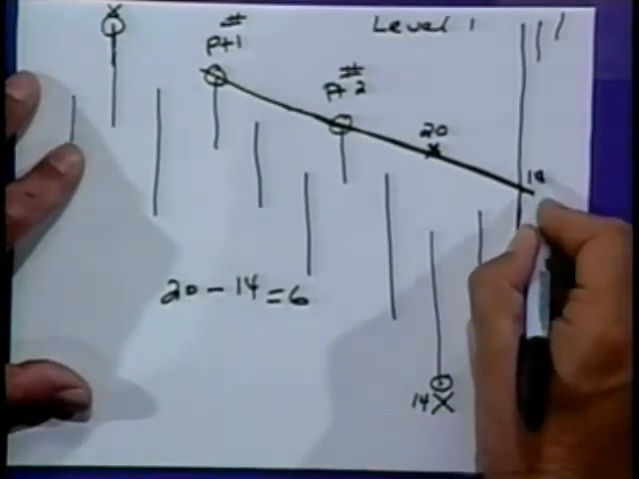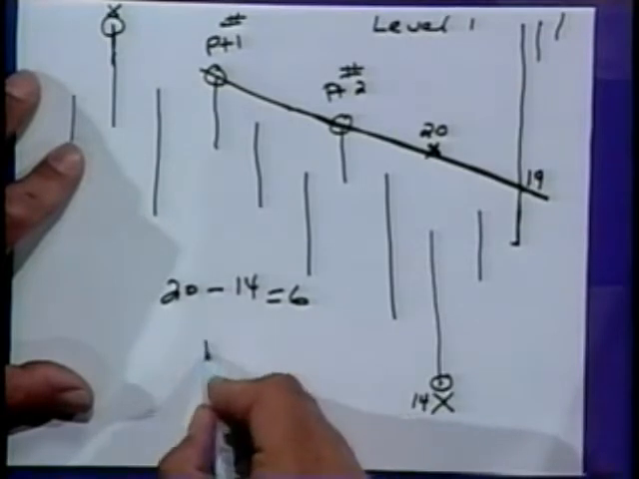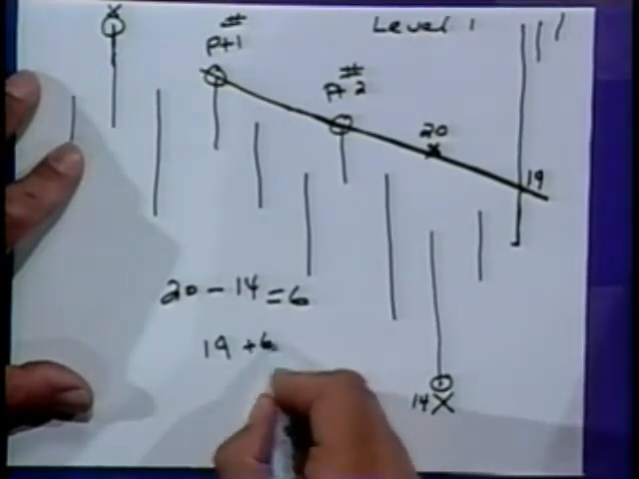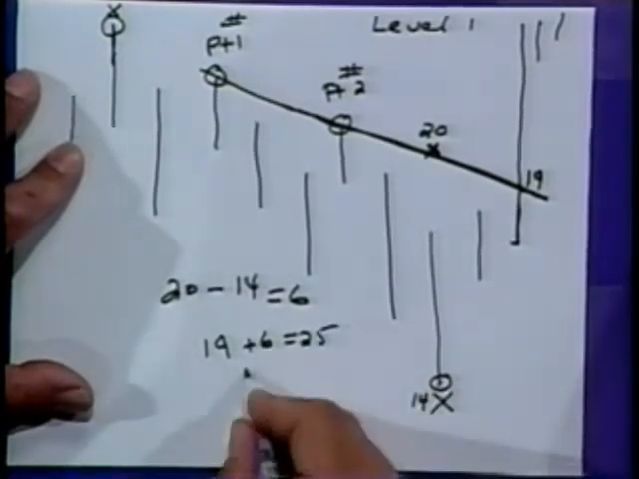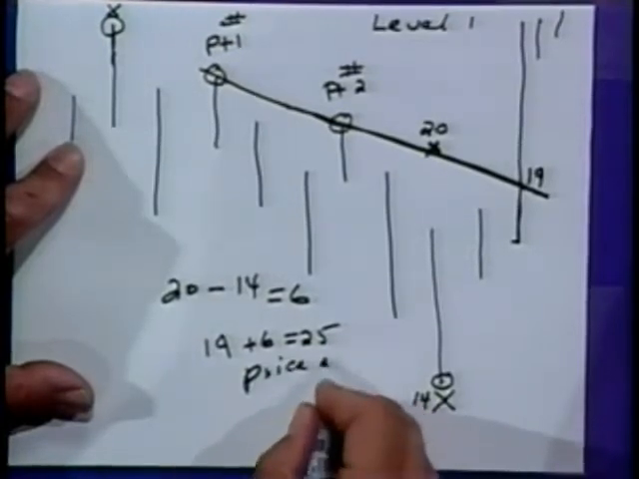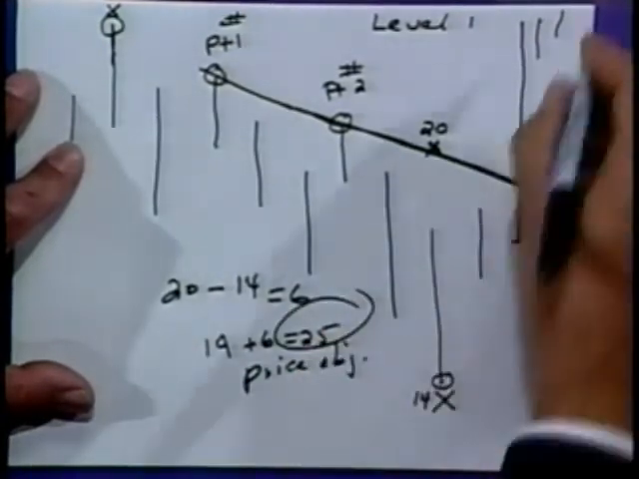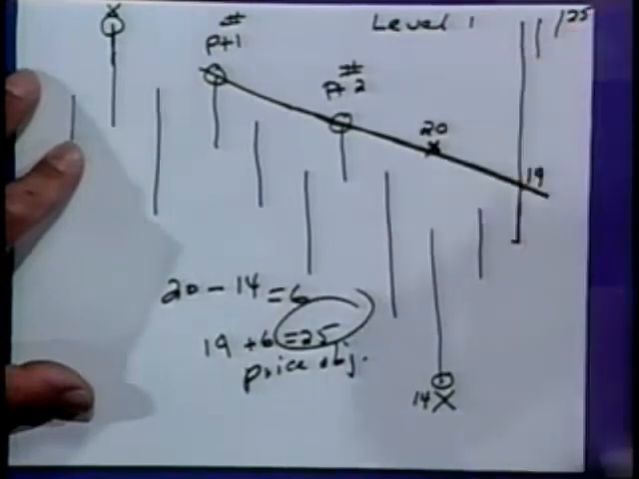But nevertheless, I have a breakout at 19. I would take 19, which is the breakout, and I would add 6 to it and come up with a price objective of 25. So 25 would be my price objective up here.